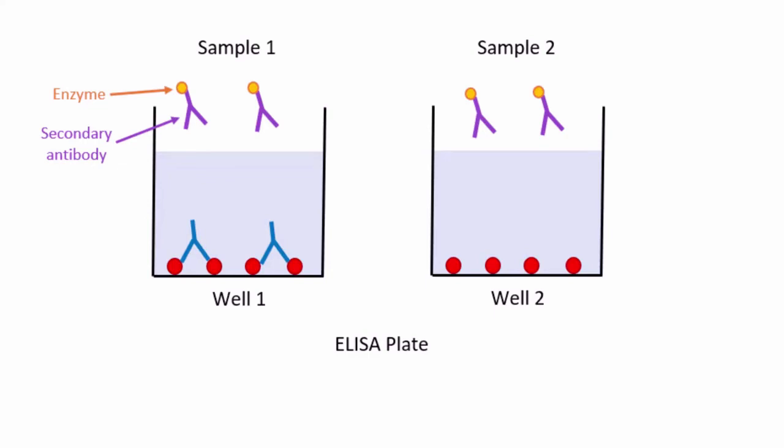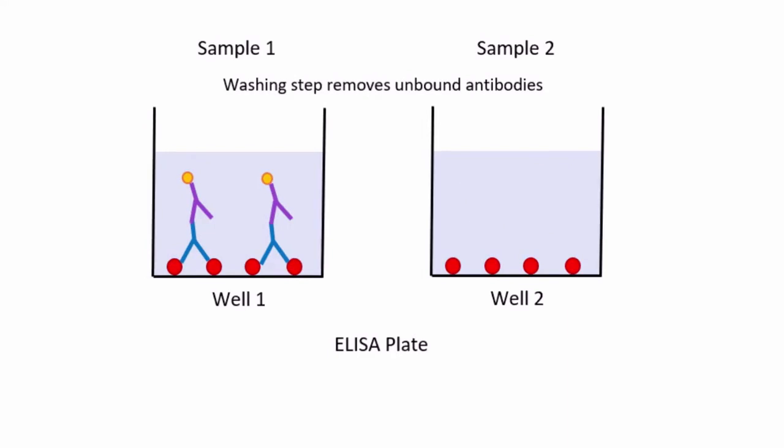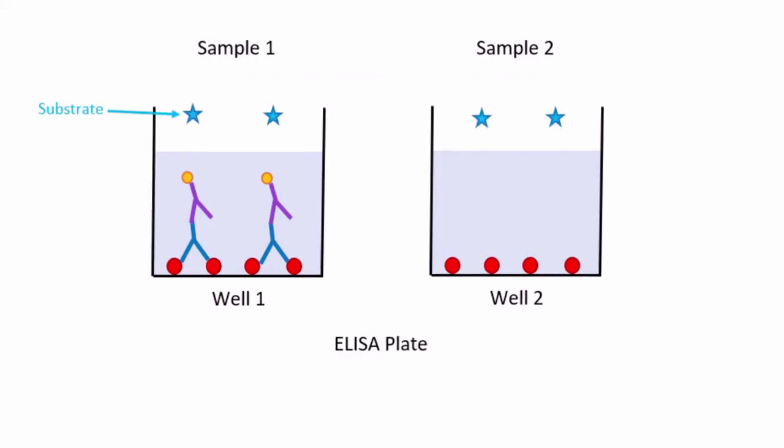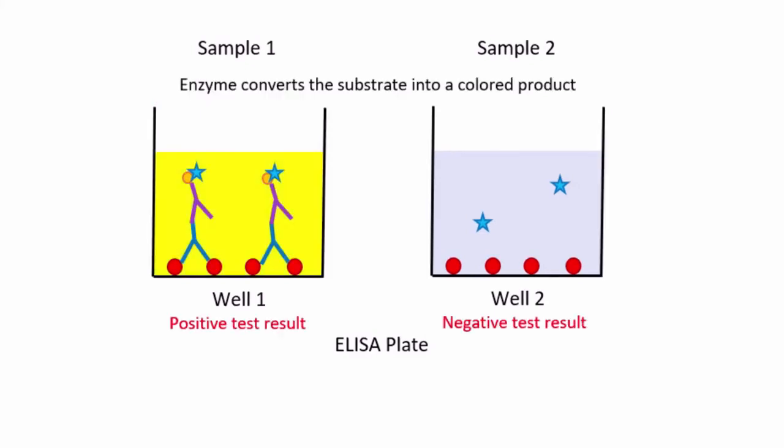After 5 minutes, the secondary antibodies are bound to the primary antibodies, and we wash the wells again to remove any unbound secondary antibodies. You can see that there are no secondary antibodies in the well containing sample 2 because there were no anti-SARS-CoV-2 antibodies for them to bind to. Lastly, we add the substrate, which binds to the enzymes on the secondary antibodies. The enzyme and substrate undergo a reaction in which the enzyme converts the substrate into a visible colored product. Now we can see with our eyes which sample contained the antibodies specific to SARS-CoV-2, and we know that sample 1 tests positive for SARS-CoV-2 and sample 2 tests negative for the virus.